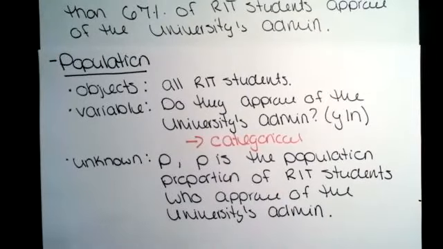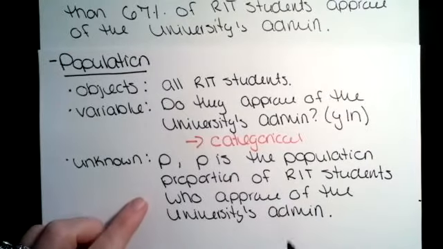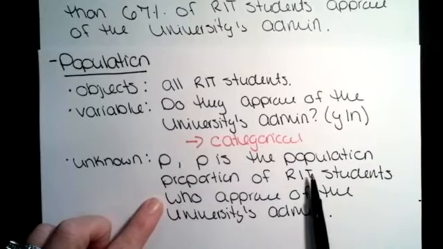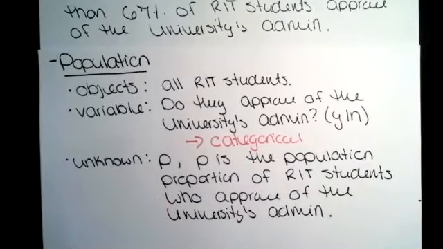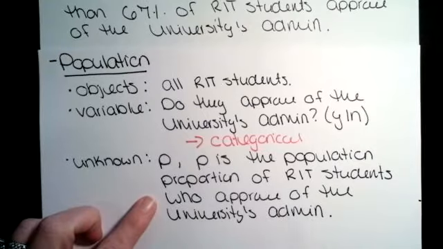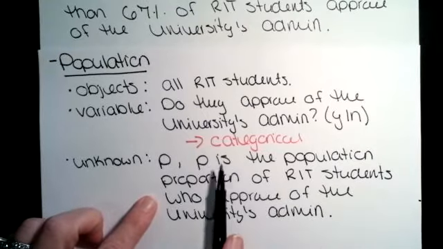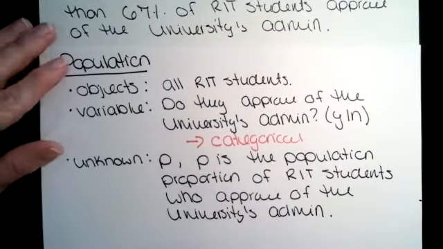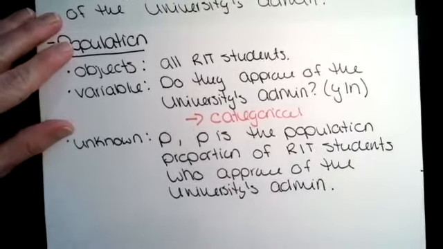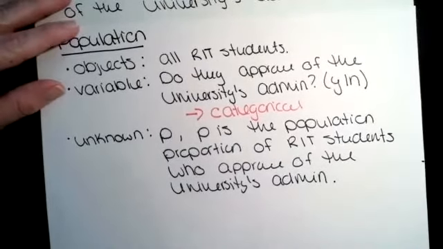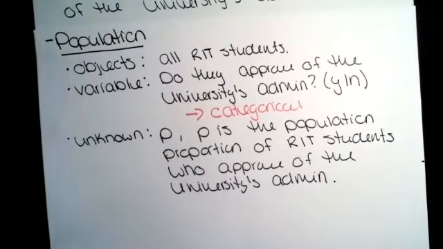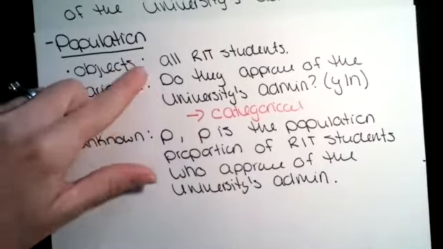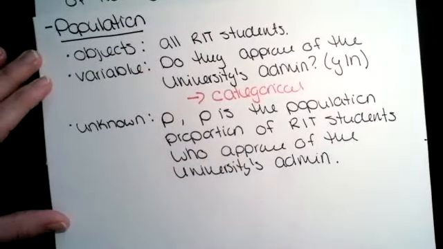So you don't have to write it exactly the same way as me. You could say something like, P is the proportion of all RIT students. All would mean population. All would mean everyone in that community, okay? And then the same thing. Or you could say P is the true proportion. True would be the same thing as population, okay? True meaning all of them. So you can write it whatever way you want. Just know I need to see either all, population, or true with proportion and your context, your variable and your objects. Okay.